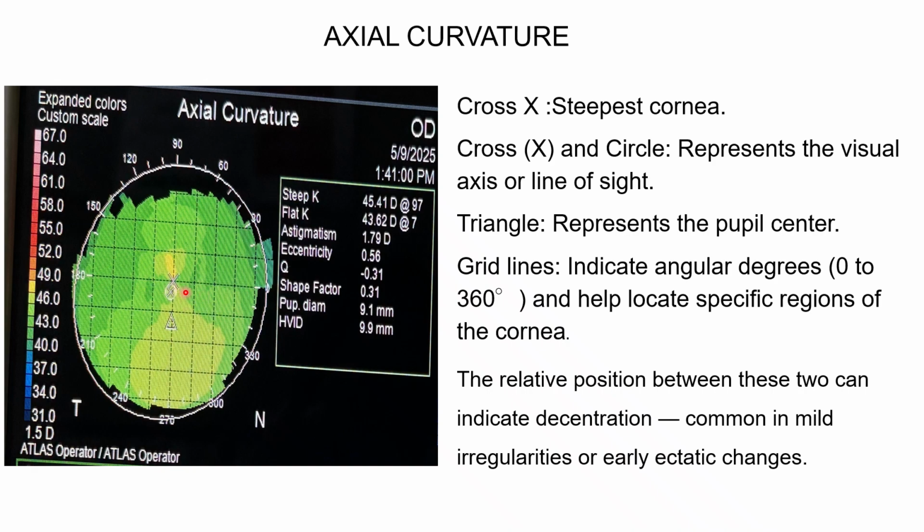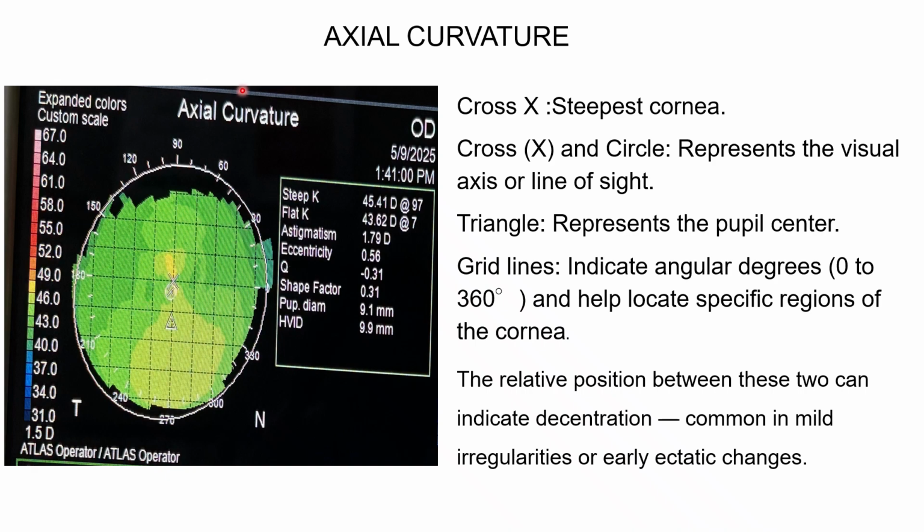this cross X represents the steepest cornea. This cross X with the circle represents the visual axis or the line of sight. This triangle represents the pupil center, and these should all be in the same line. If these are decentered, like this one is here and this one is here, it represents that there is some corneal curvature irregularity. There could be some ectatic disorders due to which this is decentered.